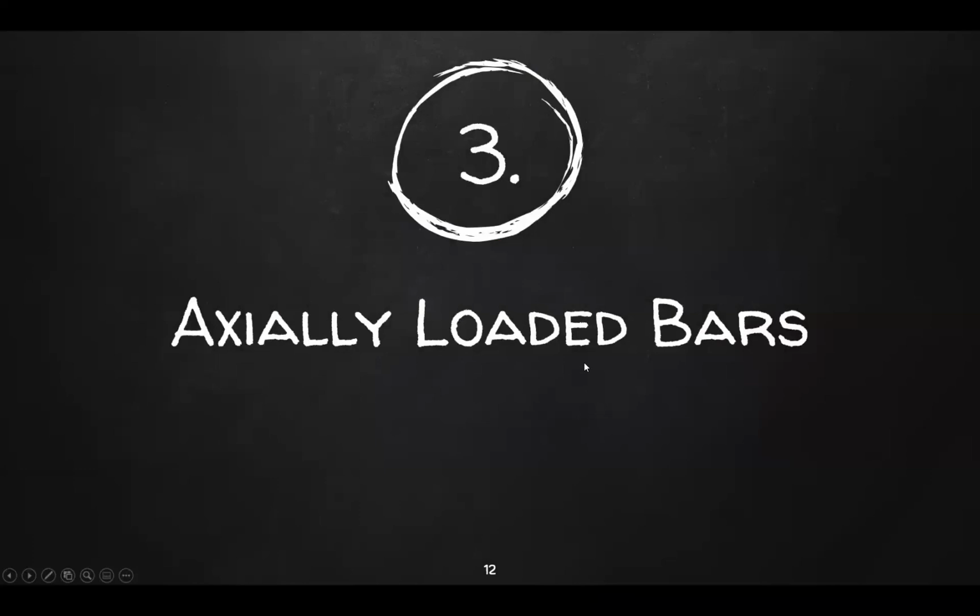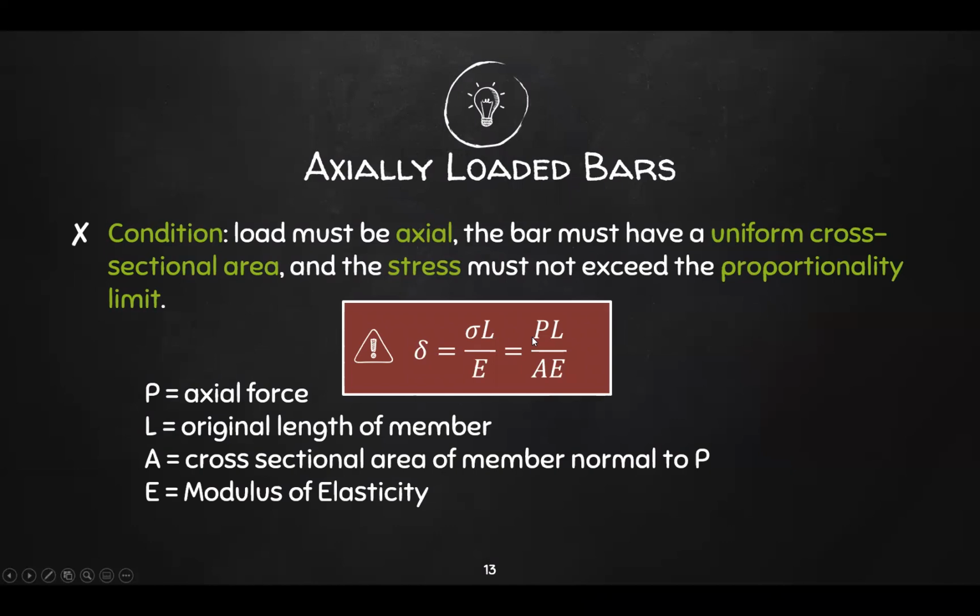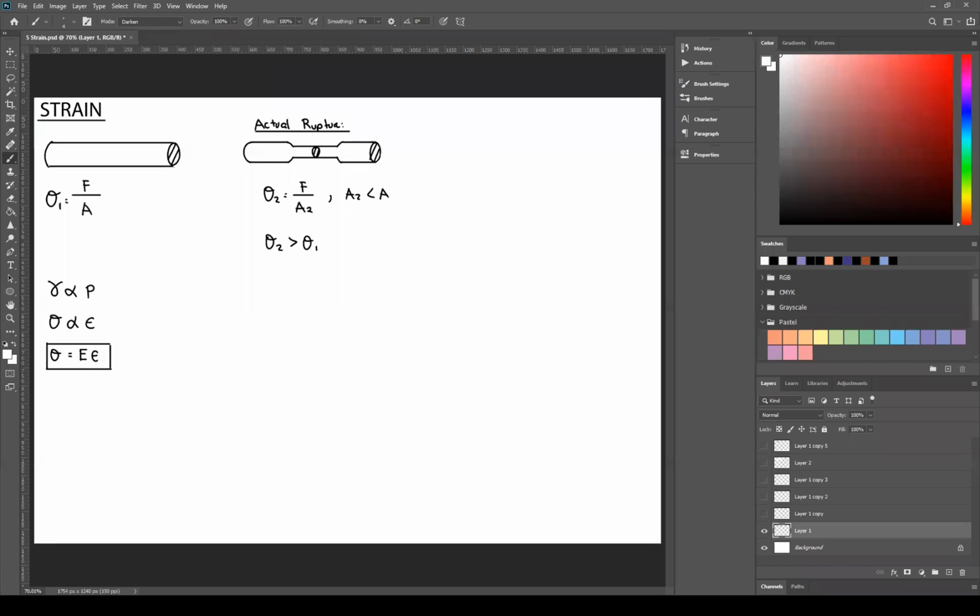Let's talk about axially loaded bars. The conditions are that the load must be axial, the bar must have a uniform cross-sectional area, and the stress must not exceed the proportionality limit. The equation for this is the following: deformation equals sigma L over E, or PL over AE. Once again, let's try to get that equation. So this is axially loaded bars.